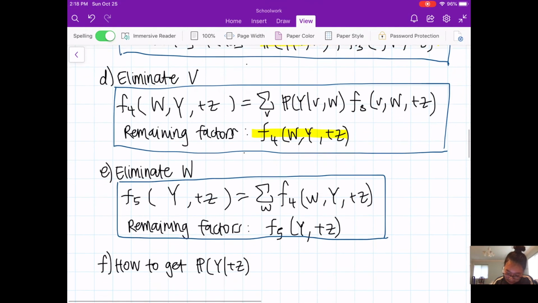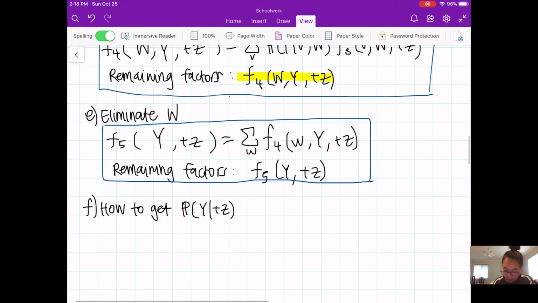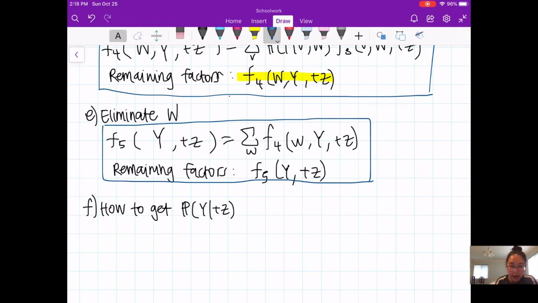And then based on that, let's look at part F. So we do have the factor F5 of the joint probability of Y and plus C, but how do you actually get the probability of Y given Z? So this goes back to the probability rules that we learned, specifically the product rule. So what we want to do is, in order to get it, we need to divide and renormalize this factor to be the given probability.